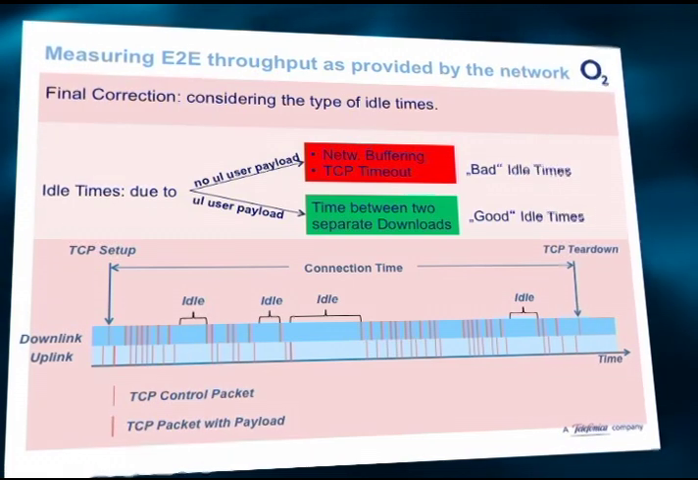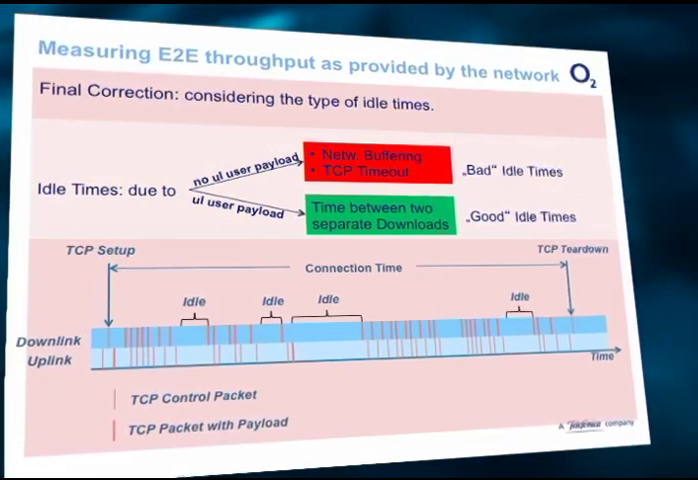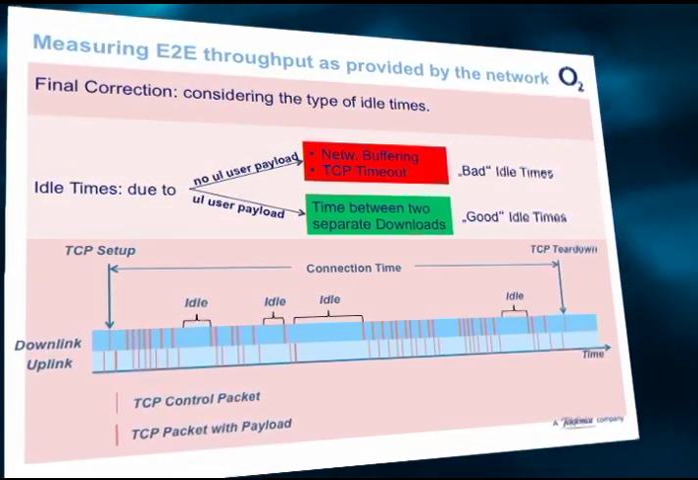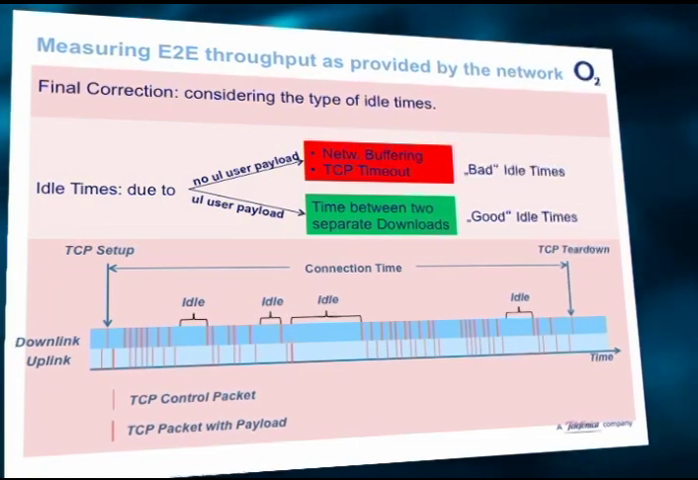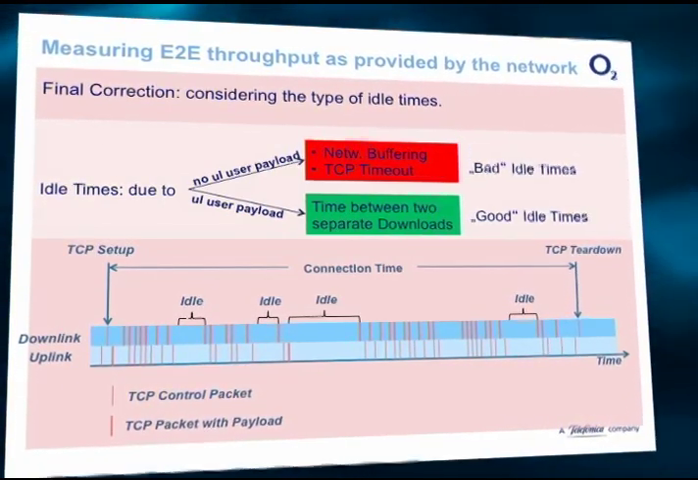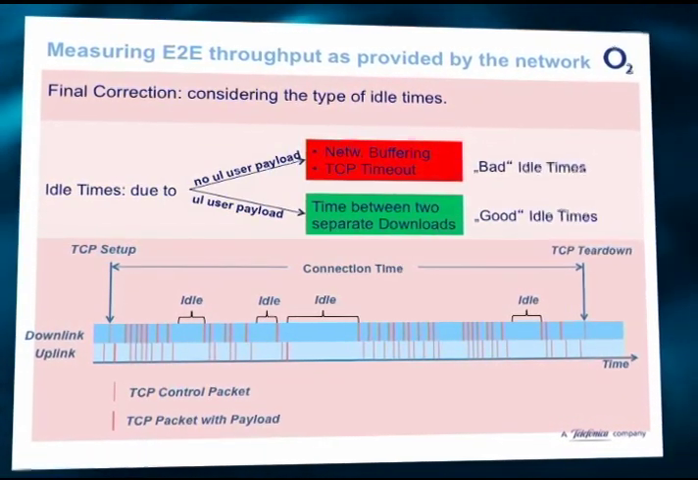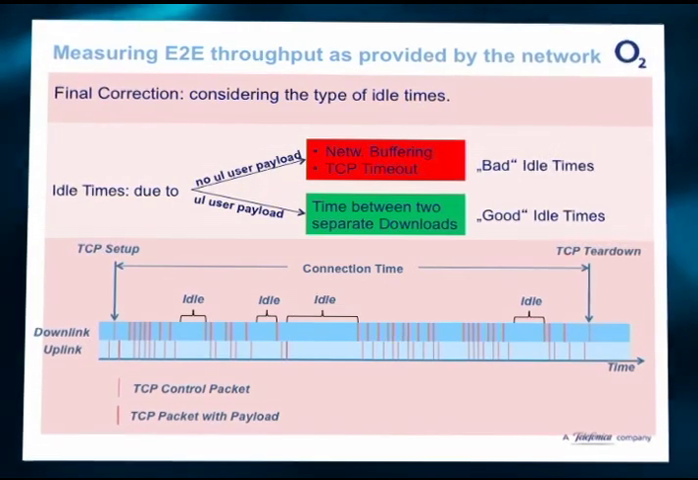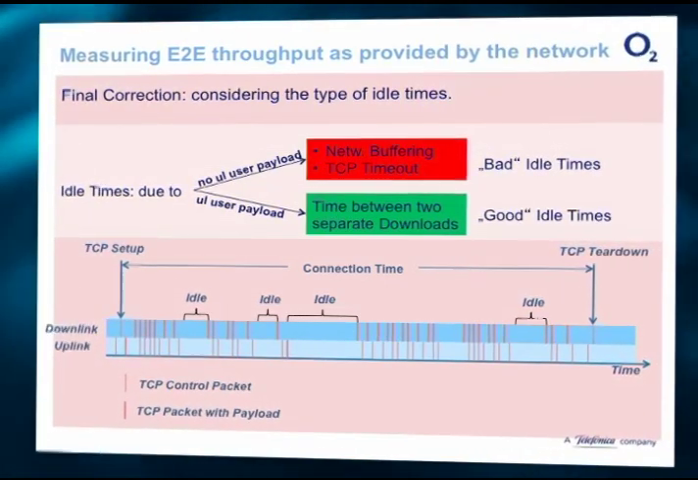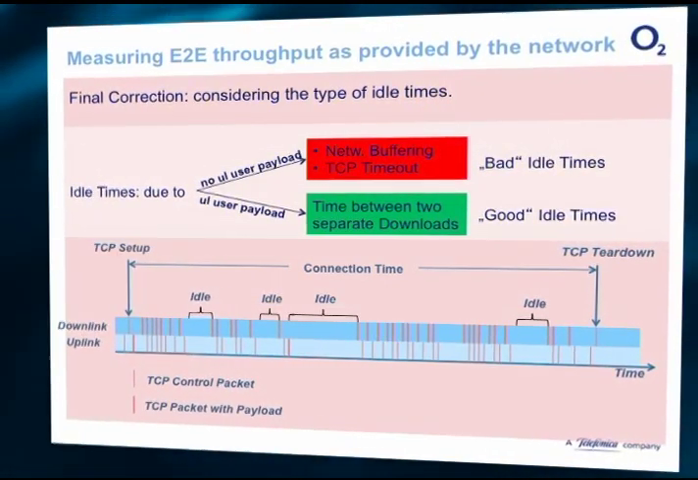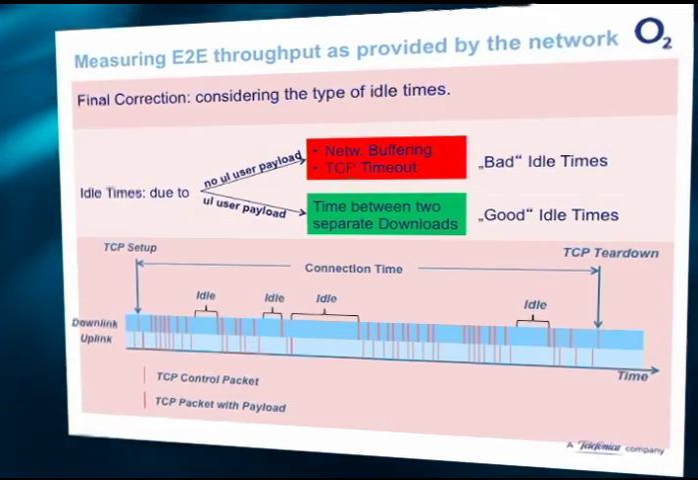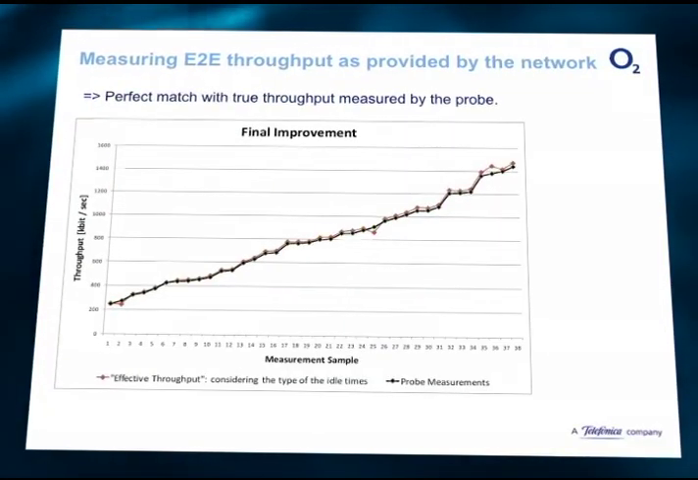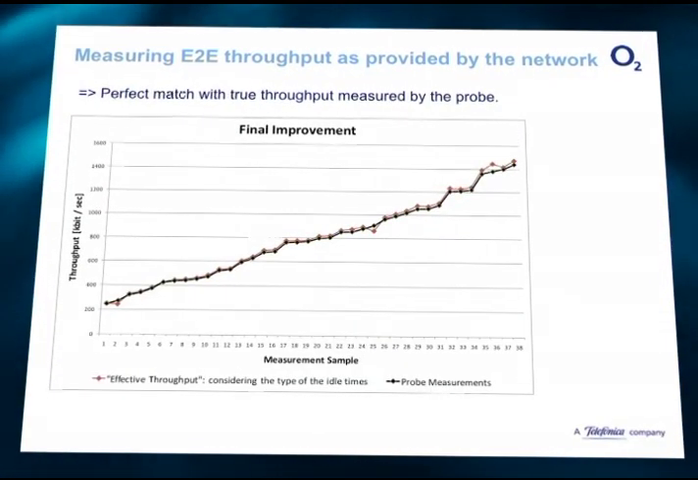But in other cases, those idle times are coming from real network problems. That is mainly TCP timeout and buffering. And therefore you have to distinguish between both of them. And if you do that, you find a nearly perfect match with real experience.